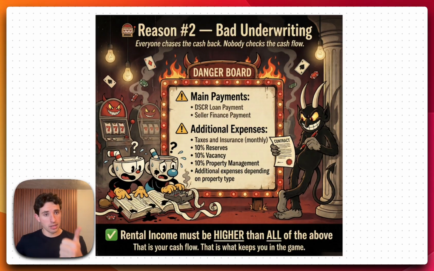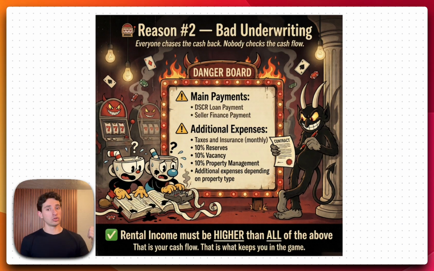So you will have that main payment, the DSCR payment, and the seller finance payment. So it's going to be based on how good you are negotiating to come up with that seller finance payment. Okay, so those are the big two payments that you will have. The other additional expenses that a lot of people miss: taxes and insurance. Try to get the annual taxes and insurance, and try to get it every single month, so divide it by 12.